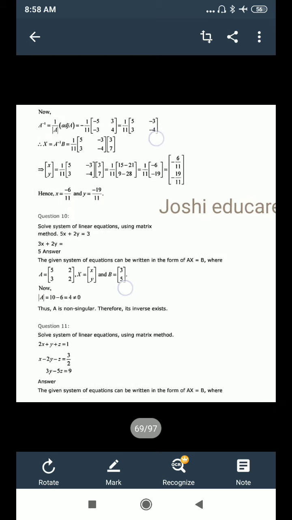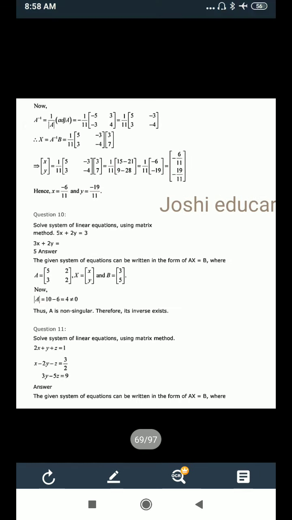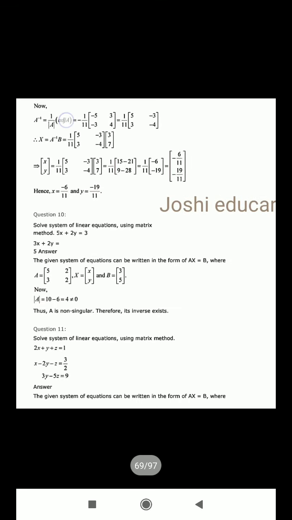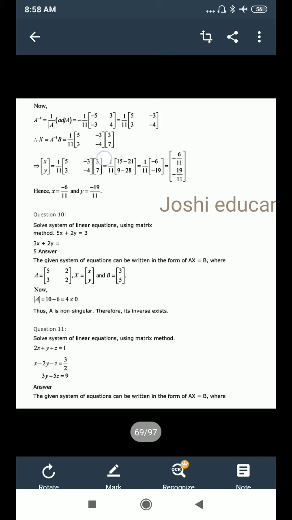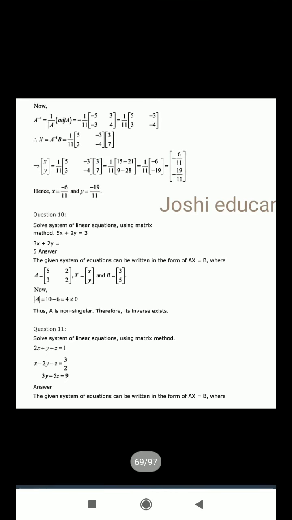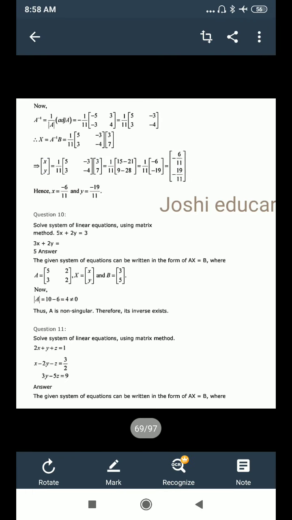To find the solution, first of all, we'll find A inverse, that will be equal to 1 upon determinant of A into adjoint of A. So you got A inverse, X will be equal to A inverse into B. You multiply A inverse by B, you get X. X is a column matrix, and A inverse into B is also a column matrix. You equate the corresponding terms. In this way we can find it.